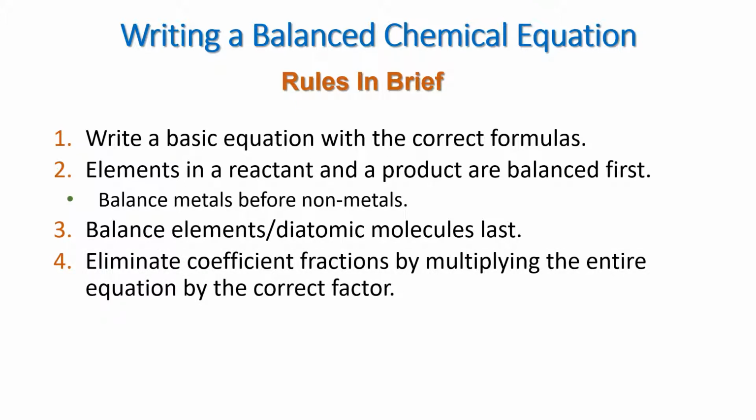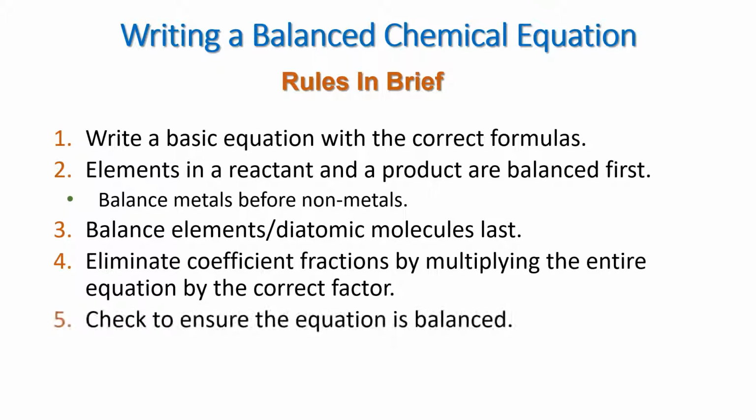Rule number four. If balancing requires that one or more of your coefficients be a fraction, which does happen on occasion, now is the time to address those by multiplying the entire equation by a factor that will eliminate that fraction coefficient. And this is typically going to be whatever number is in the denominator of that fraction coefficient. And rule number five is to check your work to ensure that the equation is balanced, which means that you have in fact followed the law of conservation of mass. These are the rules. So now let's take a look at some problems.